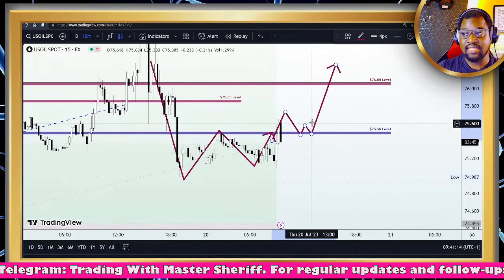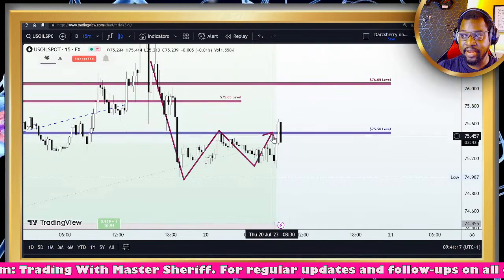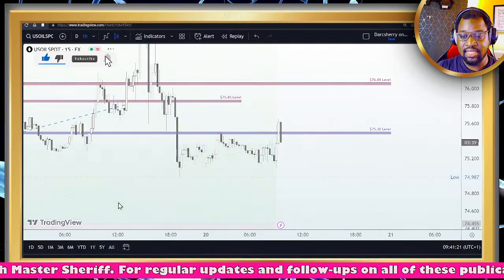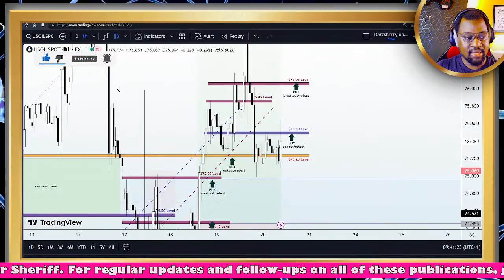So let's see how price action will play out from this area. Now, in as much as we're looking out for buying opportunity, you know how we do it in this community.